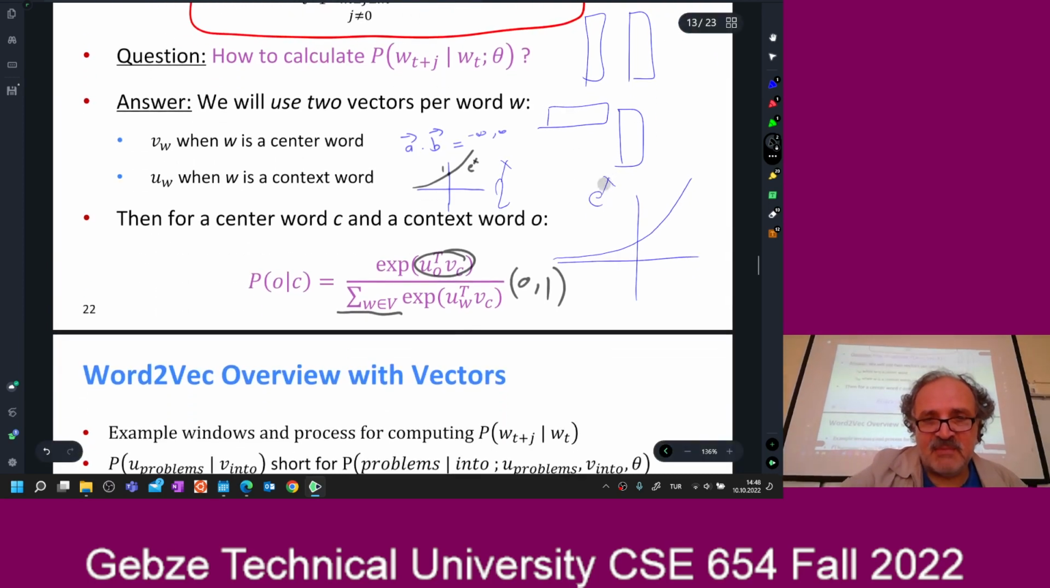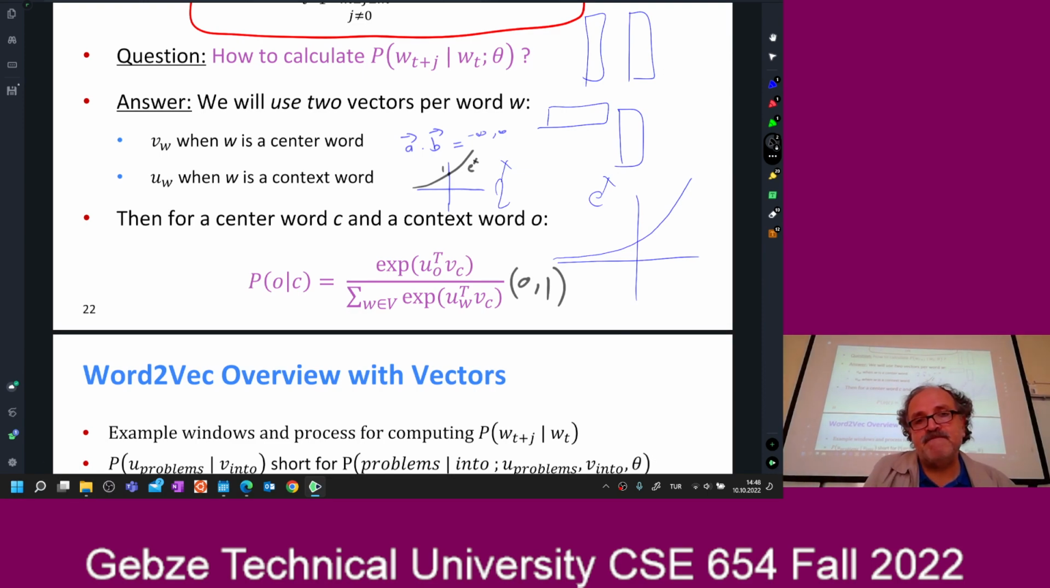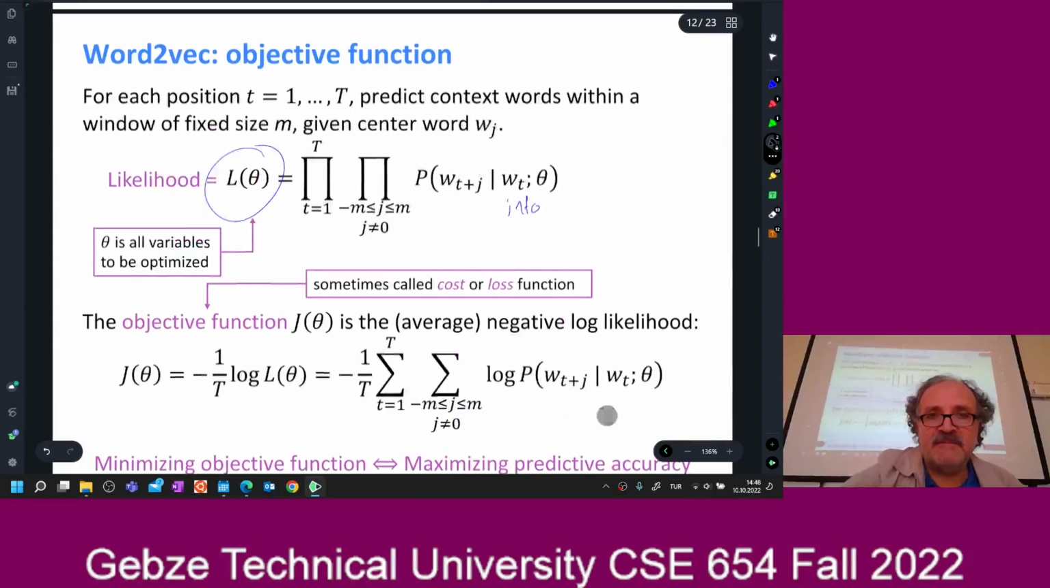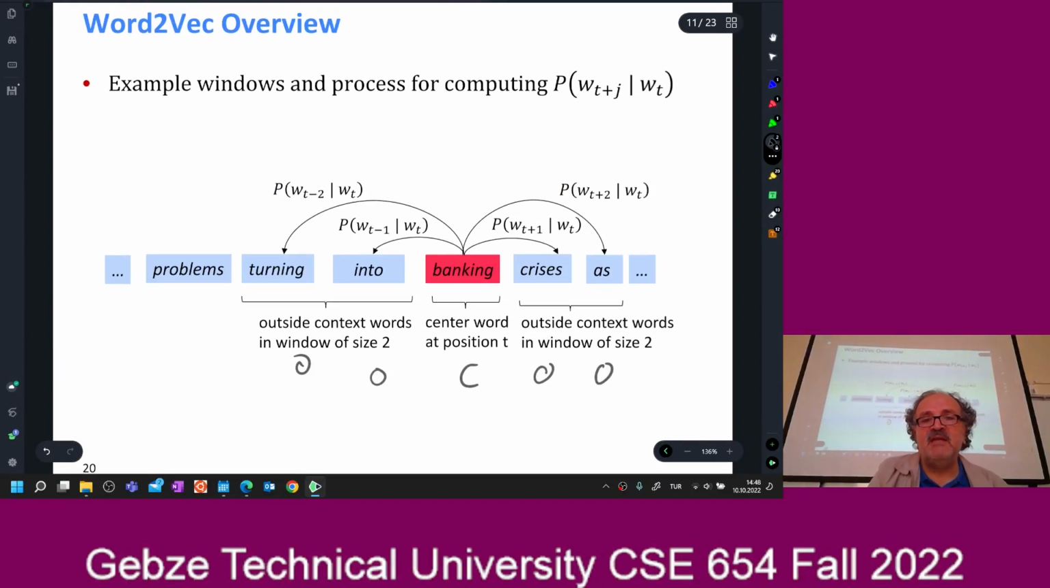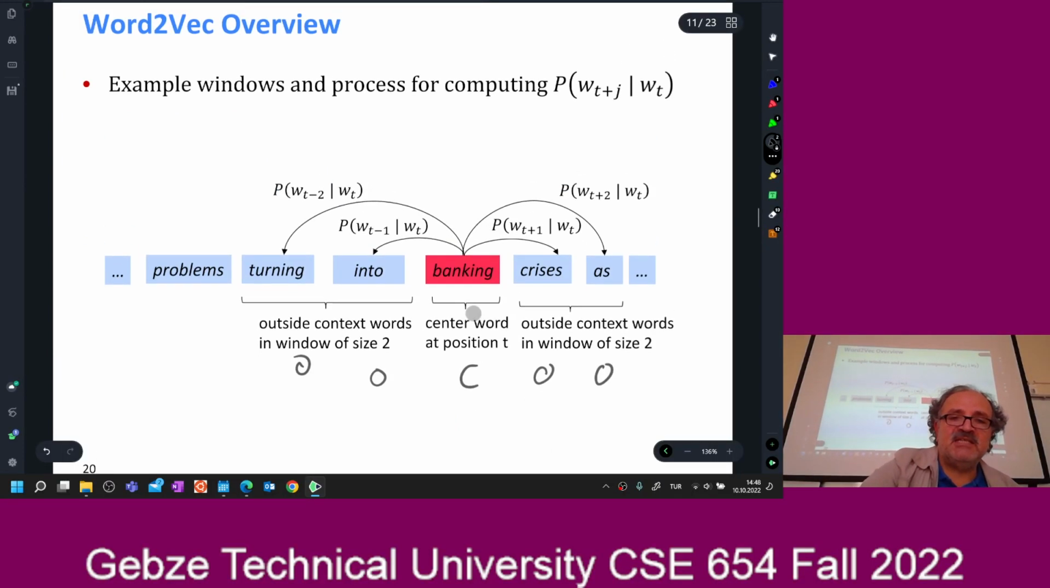And nobody asked it, but let me tell you: we are going to assign different vectors for the center words and the outside words. If banking is at the center, we are going to call it UC. If it is outside, it is UO.